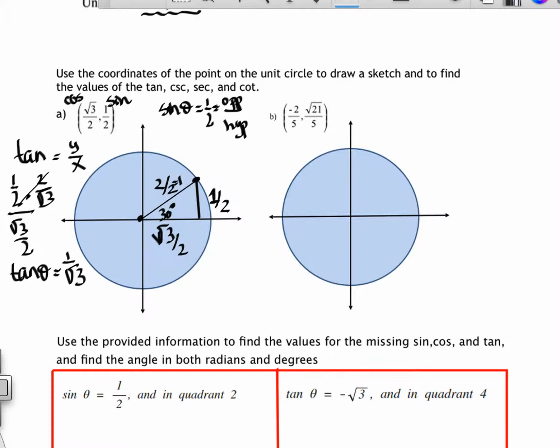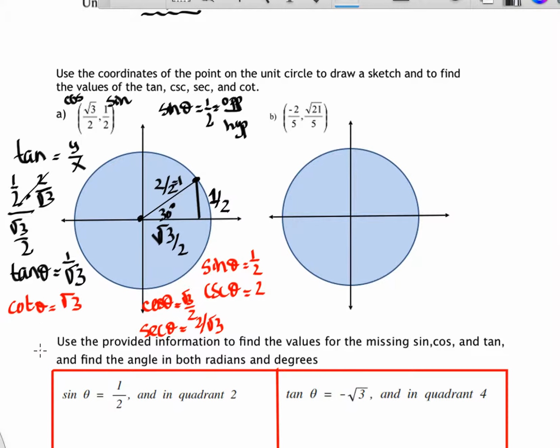So now we'll finish this off and we'll try to write these nice and neat. So we know that the sine of the angle was a half. That means that the cosecant of the angle would be 2 over 1, which is 2. We know that the cosine of the angle was the square root of 3 over 2. So that means that the secant of the angle is 2 over the square root of 3. And the tangent of the angle is over here. So for the cotangent, I can just flip that and I get the square root of 3. Okay.